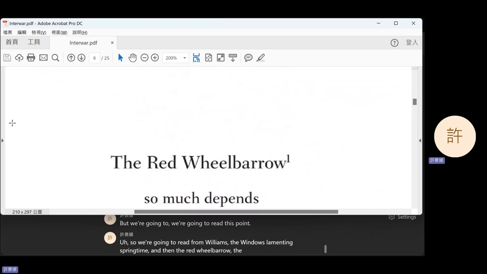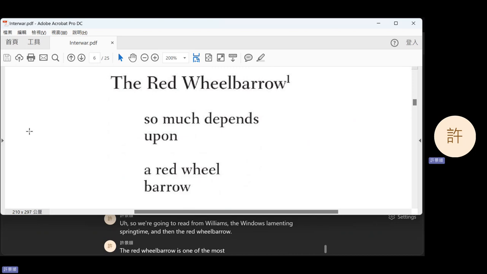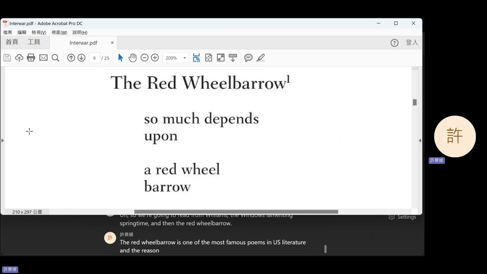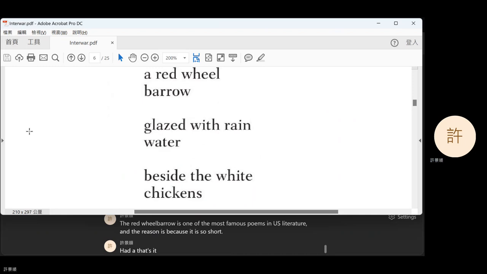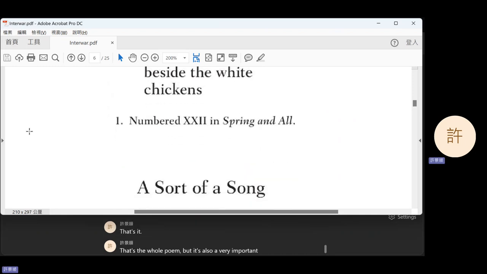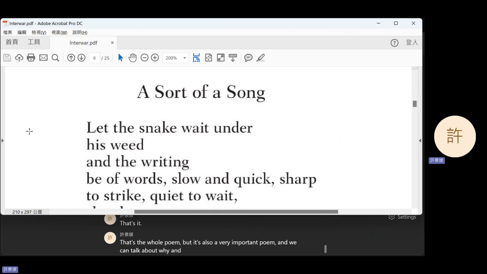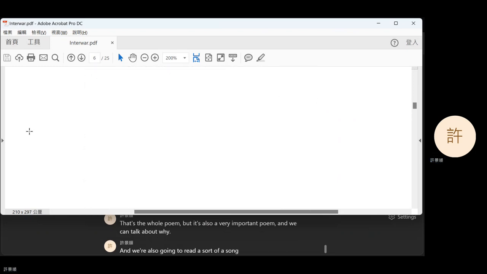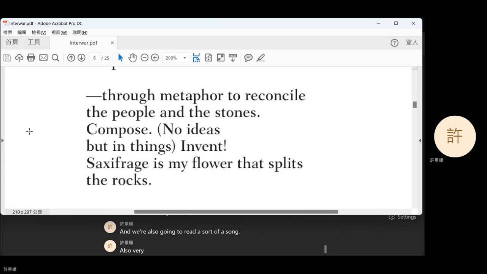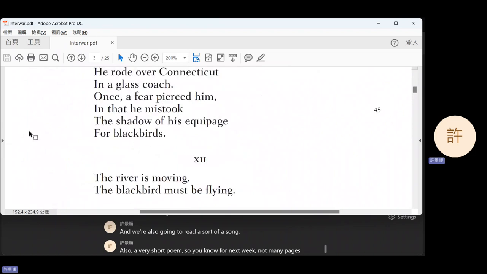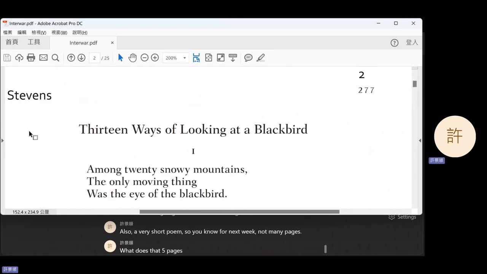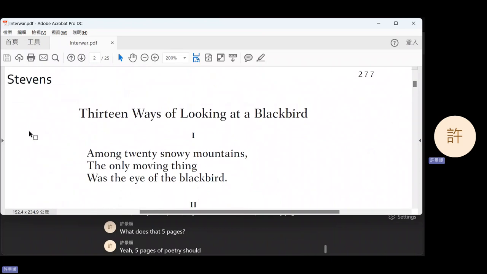The Red Wheelbarrow is one of the most famous poems in U.S. literature. And the reason is because it is so short. Ta-da, that's it. That's the whole poem. But it's also a very important poem, and we can talk about why. And we're also going to read a sort of a song, also a very short poem. So for next week, not many pages. What is that, 5 pages? Yeah, 5 pages of poetry. Shouldn't be too hard. So that's before next week.